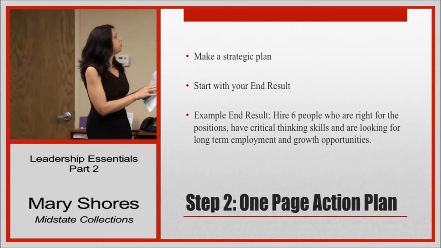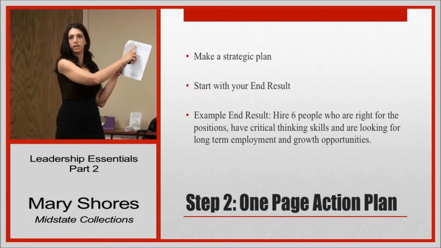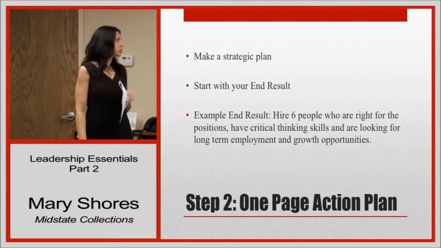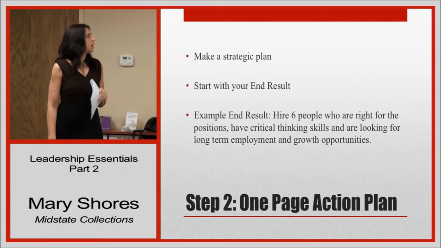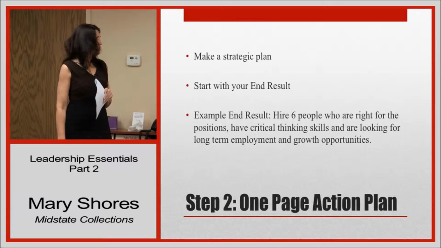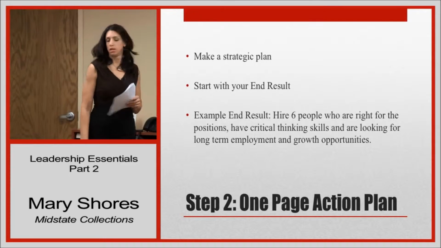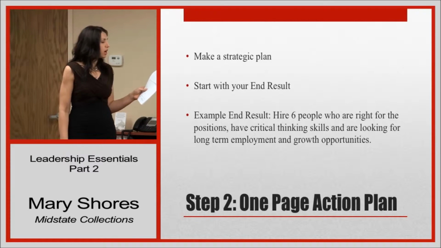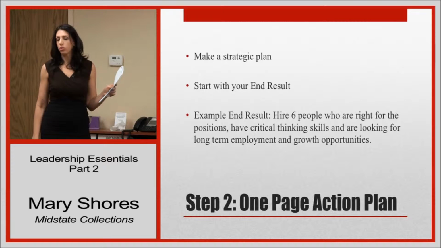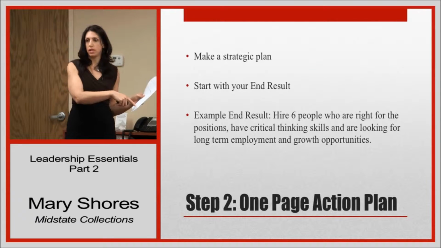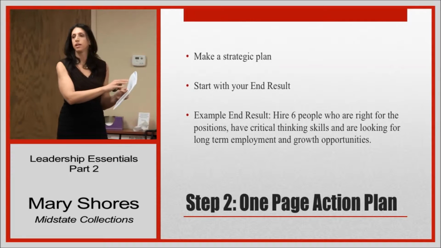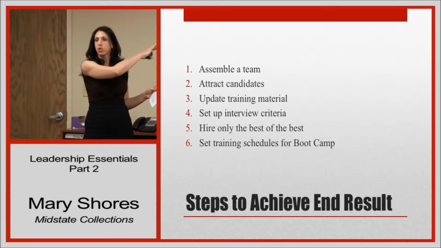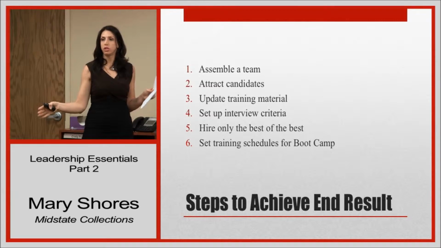Okay, great. As our end result, which we're going to start at the top with, we want to hire 6 people who are right for the positions, have critical thinking skills, and are looking for long-term employment and growth opportunities. So we started with that end result in mind. And then the next thing I do is ask myself questions about what needs to happen in order to achieve this end result. I don't get super detailed here, but I just came up with this short list of what needs to happen.